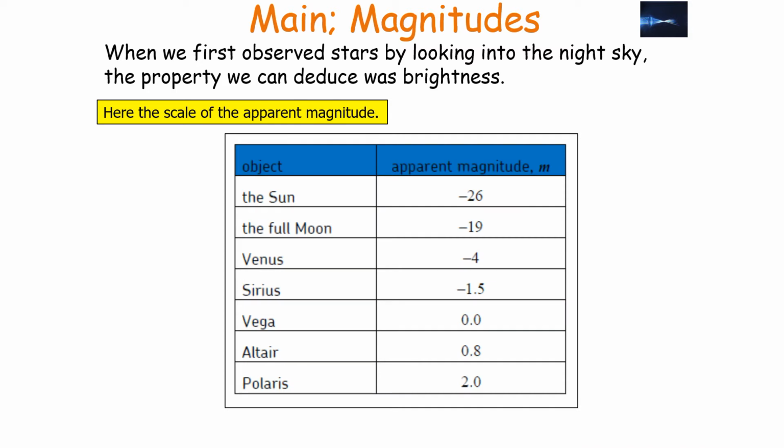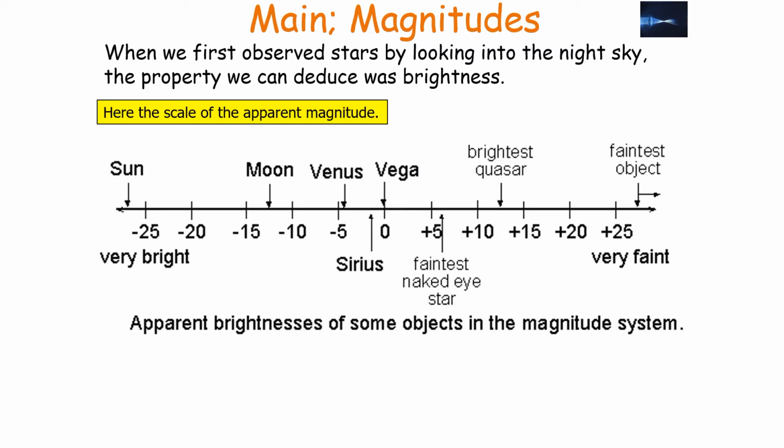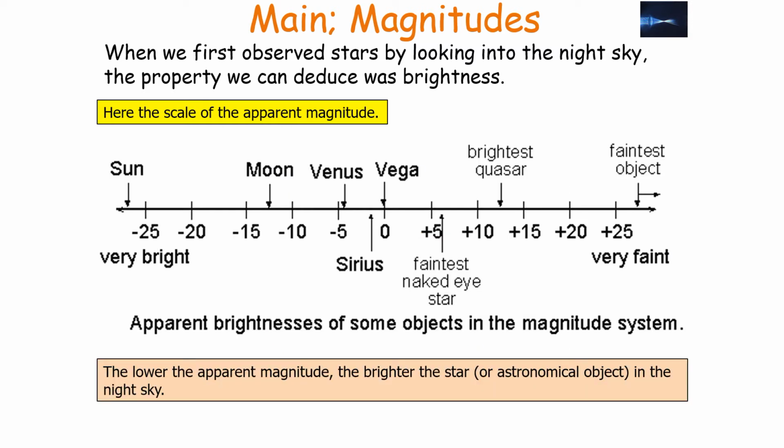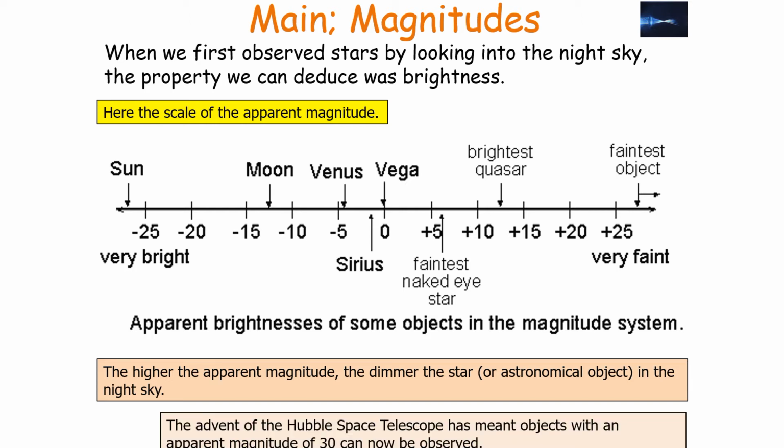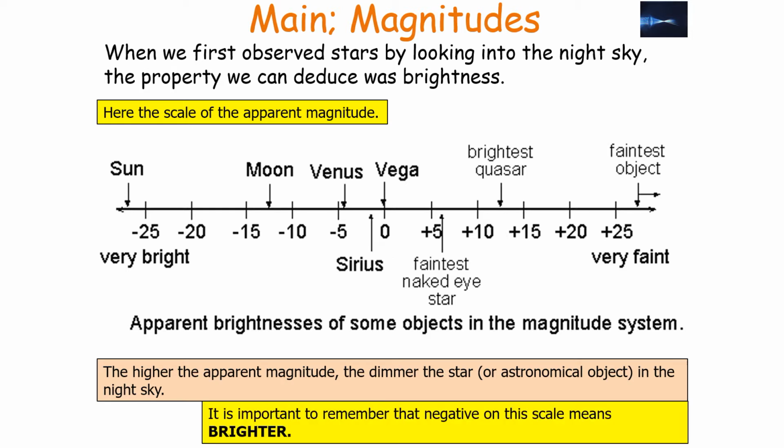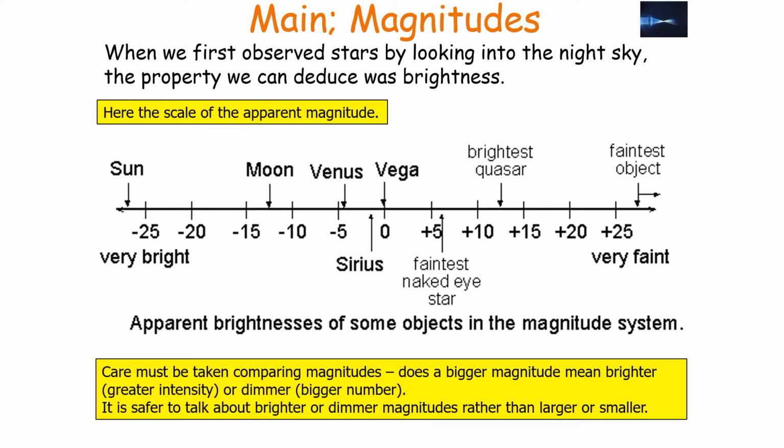So here you can see the scale of the apparent magnitude, with negative being very bright and positive being very dim. The lower the apparent magnitude, the brighter the astronomical object in the night sky. The higher the apparent magnitude, the dimmer the astronomical object in the night sky. And the advent of the Hubble Space Telescope means we can now observe objects with an apparent magnitude of plus 30. It's important to remember that negative on this scale means brighter, so take care when comparing magnitudes.